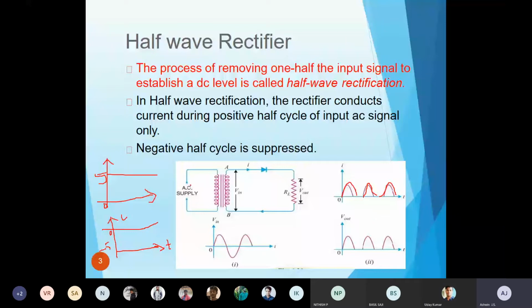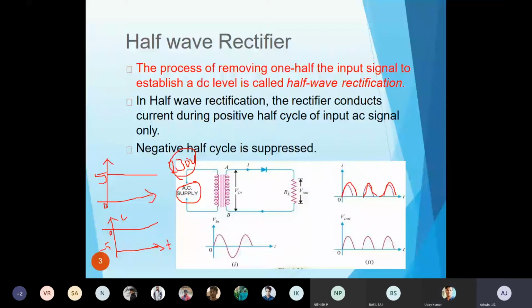What is the first thing? I'm applying the AC supply. What is the voltage level in your home appliances? AC voltage is 220, 230 actually. So you may get 230 volts, and you can see the specification: 230 volts, 50 hertz frequency. Can you give this directly to your charger? It is not possible, right? Why? Because this voltage is very high, as well as it is an AC voltage.